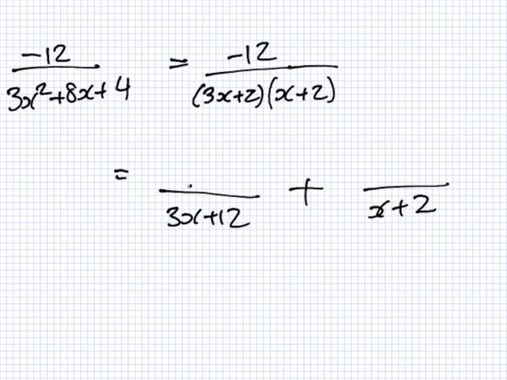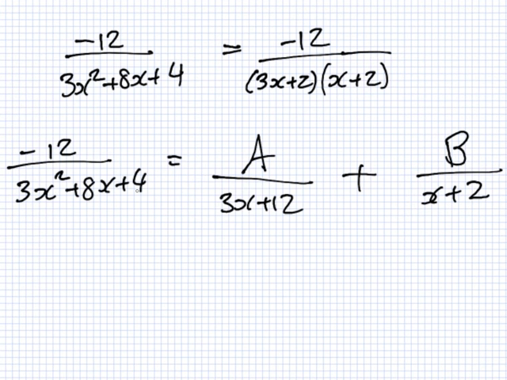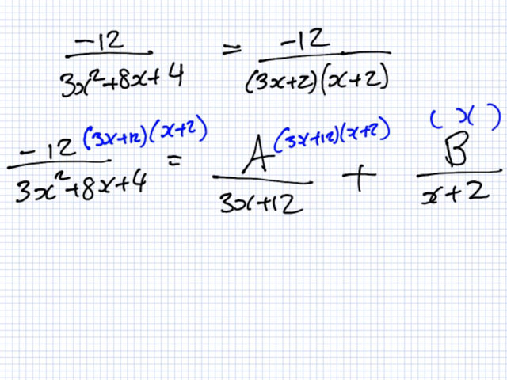But we realize there's a number here that we don't know. So there's a couple of strategies you can take. One thing you can do is multiply everything by the two factors. So you multiply this by 3x plus 12 and x plus 2. You multiply this by 3x plus 12, x plus 2. And I won't write it again, but you do the same thing there.